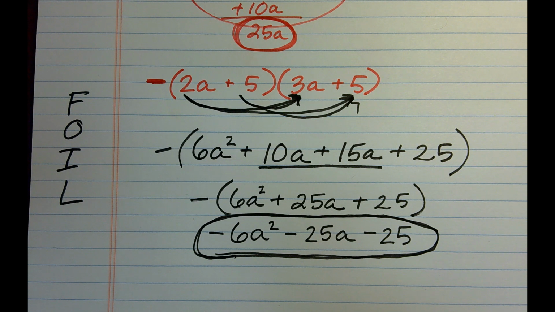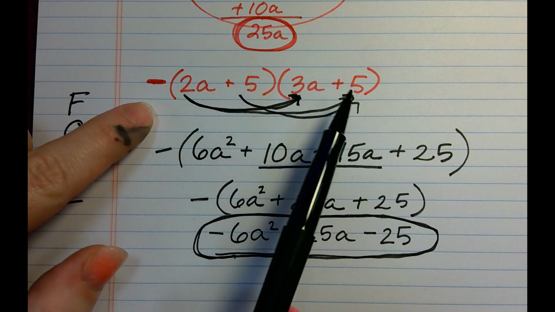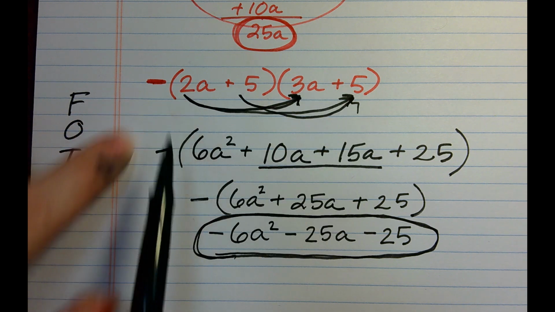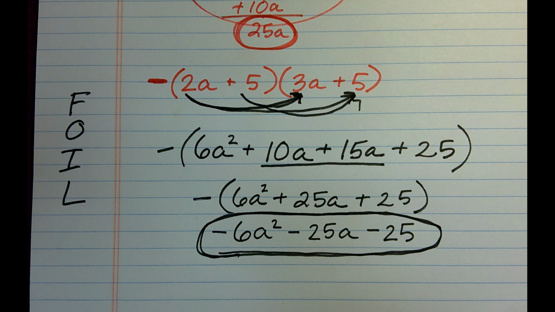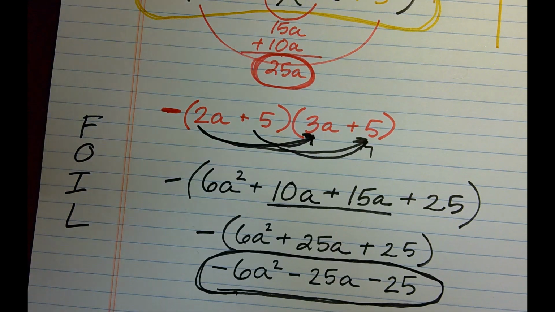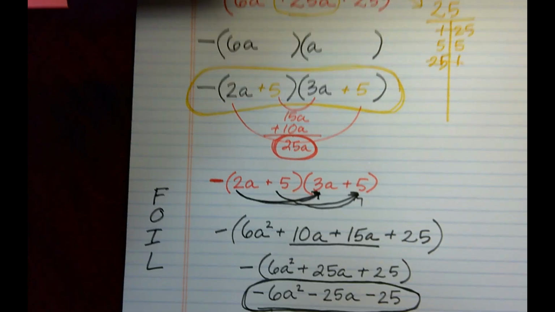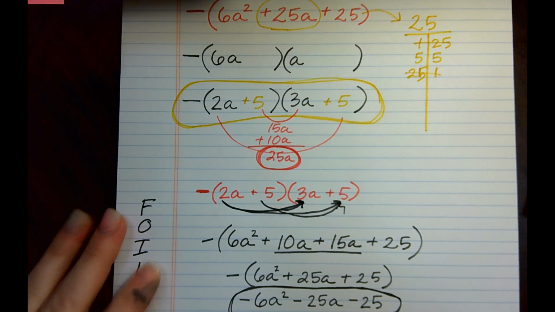Factoring is just finding what two things I can multiply together to get this thing I'm telling you: the negative 6A squared minus 25A minus 25. We just found the two binomials that multiply to the trinomial. And we checked our answer. Okay? So that's what we just did. Let's run through a couple more of these.